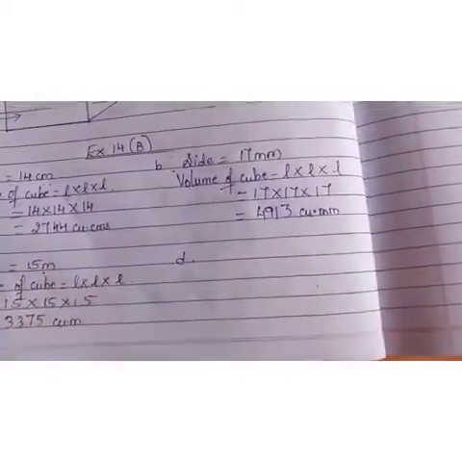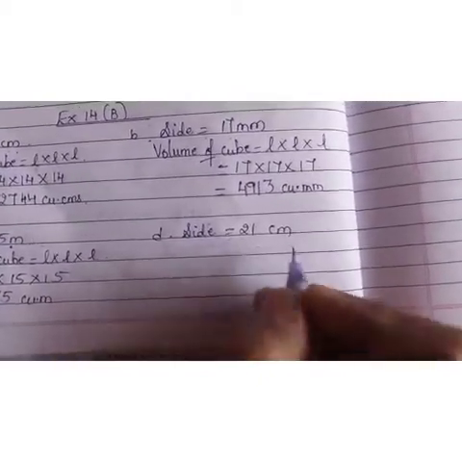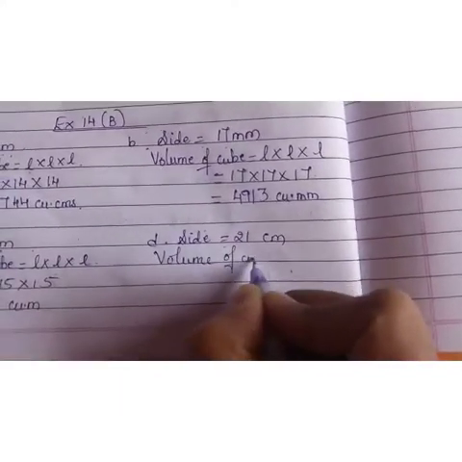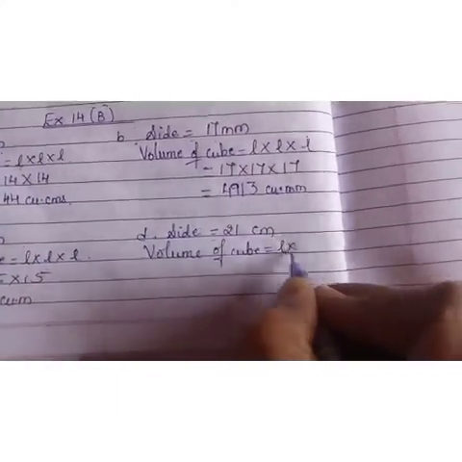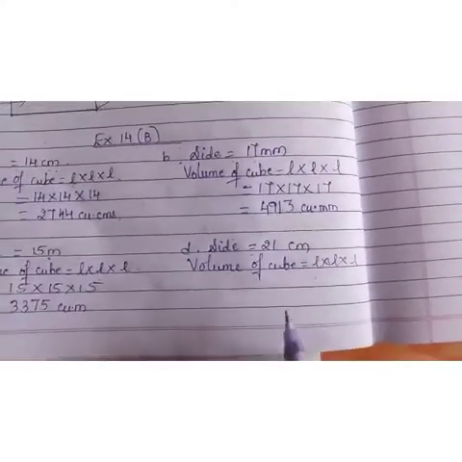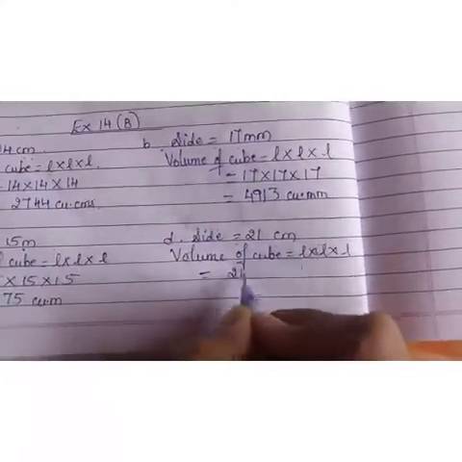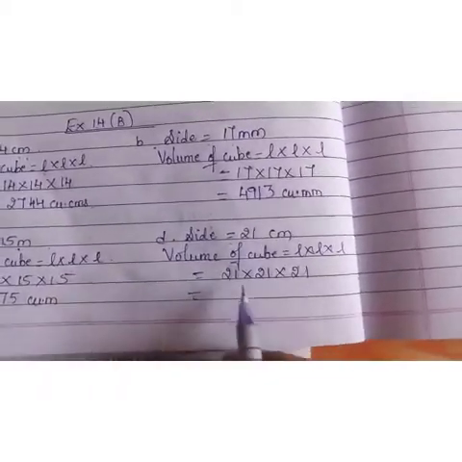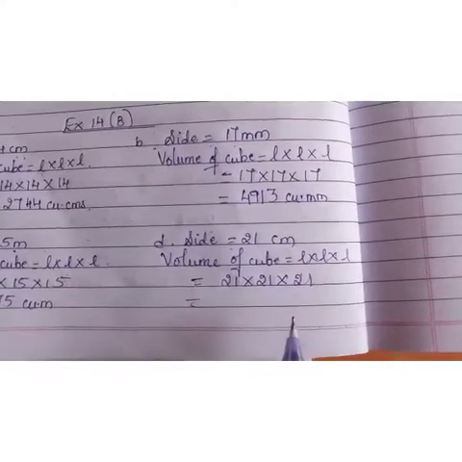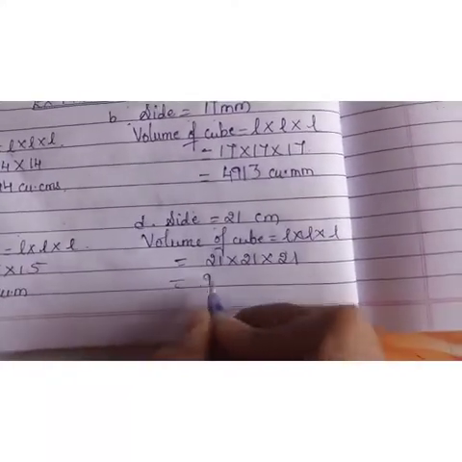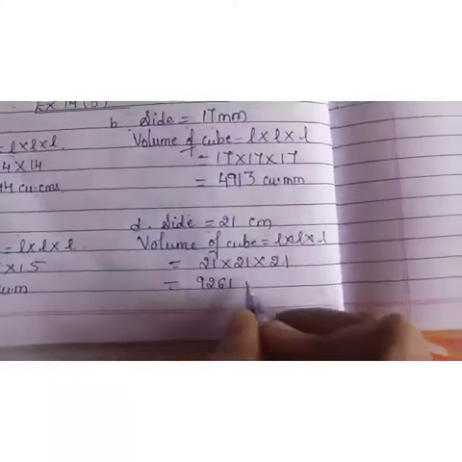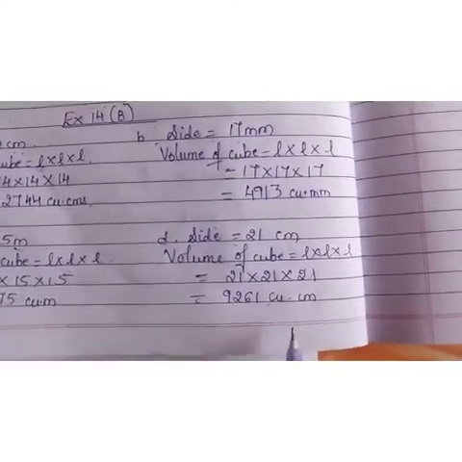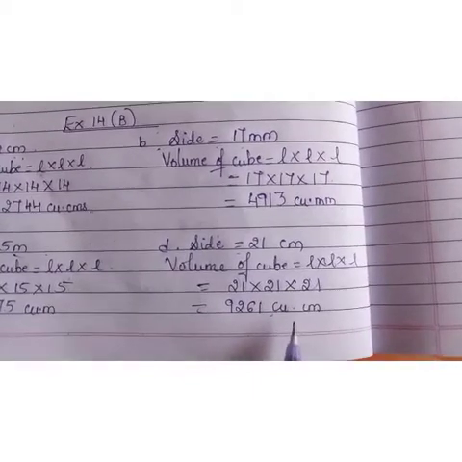Moving to question number D. Side is equal to 21 centimeters. So write volume of a cube is equal to L into L into L. Children, pay attention that you have to write the formula in every case, or the marks will be deducted. So 21 into 21 into 21. Multiply. You get the answer 9261 cubic centimeters. The unit is very necessary. You have to compulsorily write it.